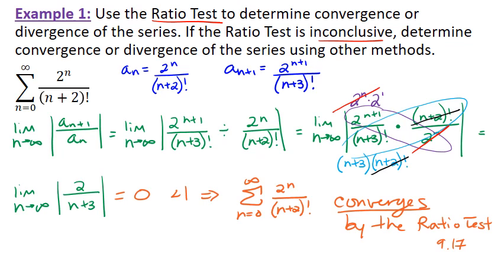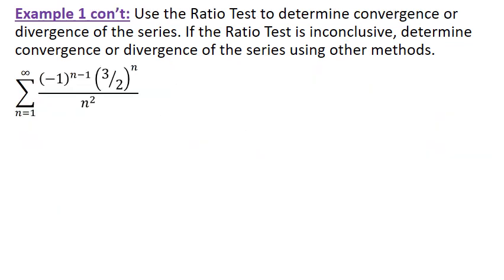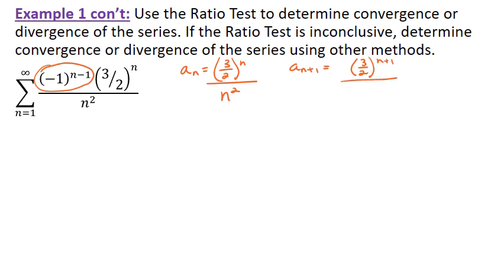Let's look at another example. All right, same rules apply. This here is an alternating series. Great. Okay, so if this is an alternating series, that's fine. We don't really need to deal with this right now. So I'm going to say that the nth term is (3/2)^n over n squared. If that's the nth term, then the (n+1)th term is found by plugging in n plus 1.